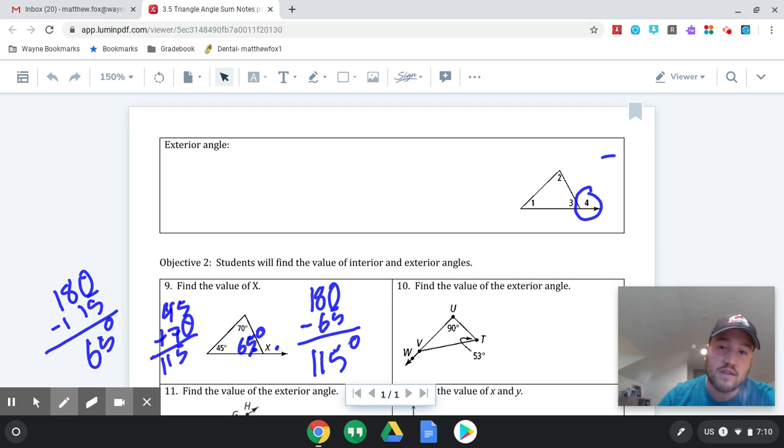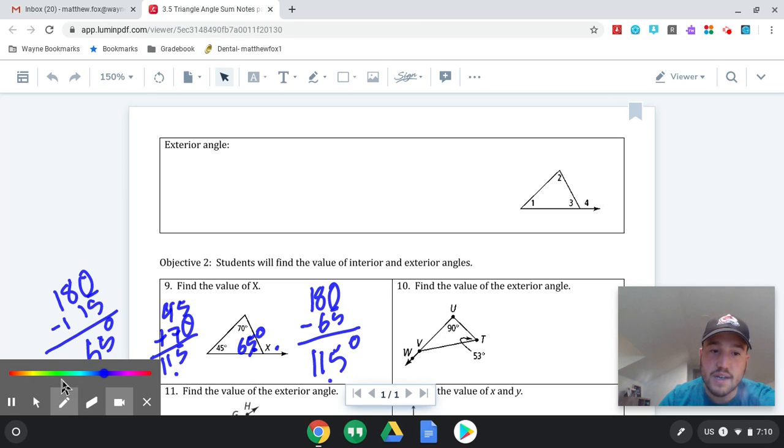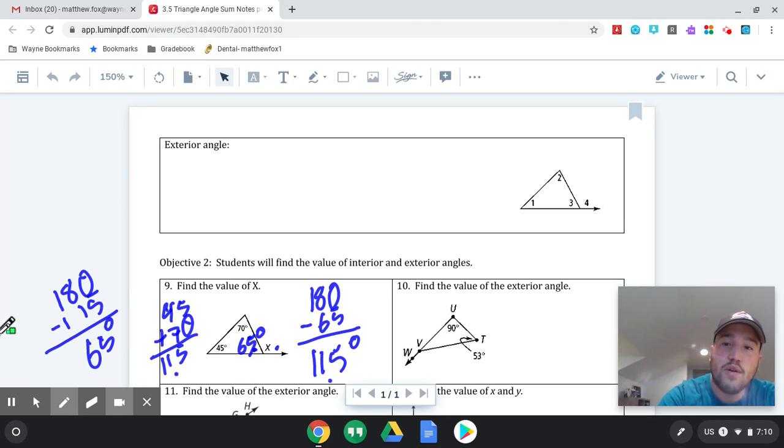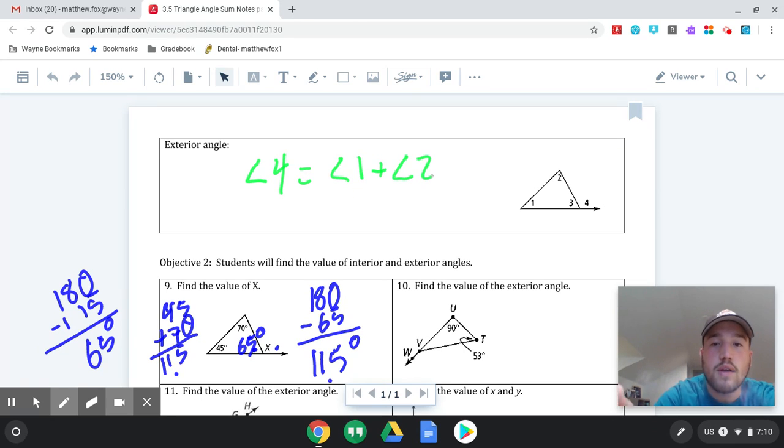And some of you, maybe you will notice this right here is the same as this. That is always the case. So we've got kind of a shortcut. The way we did it works, and you can always do it that way. But the shortcut is, anytime we are looking for an exterior angle, we know that the exterior angle, or angle 4 in our case up here, is going to equal angle 1 plus angle 2. Now in our case, angle 1 and angle 2 are the two interior angles that are not adjacent to it.